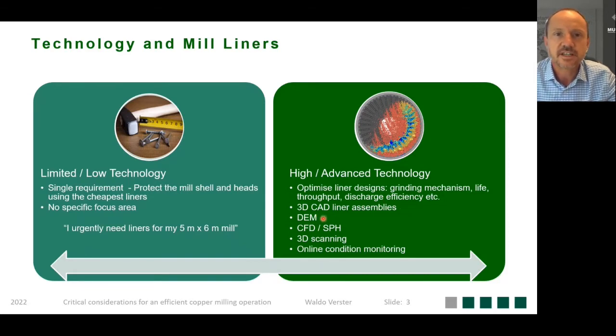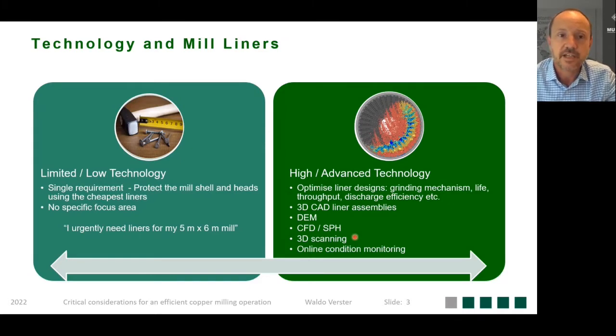Moving over to the discrete element method that we can use to simulate the trajectory inside the mill as a function of the actual particle size distribution. Computational fluid dynamics and smooth particle hydrodynamics. These technologies we can use to simulate the flow of slurry through your mill as well as through your discharge design. 3D scanning, specifically laser scanning of your mill and mill liners.